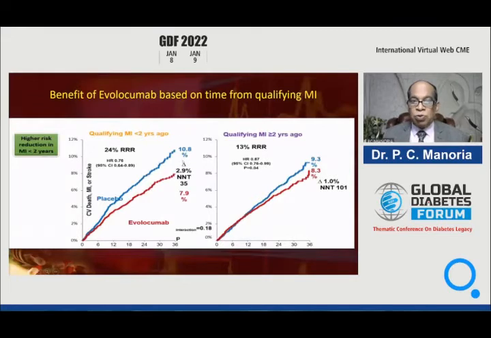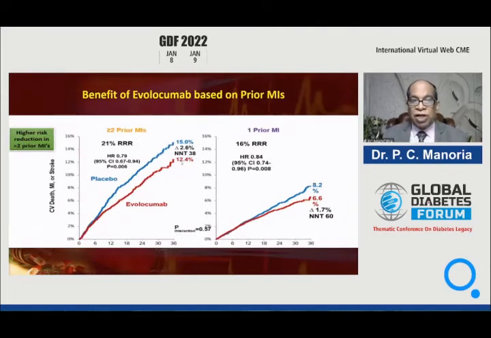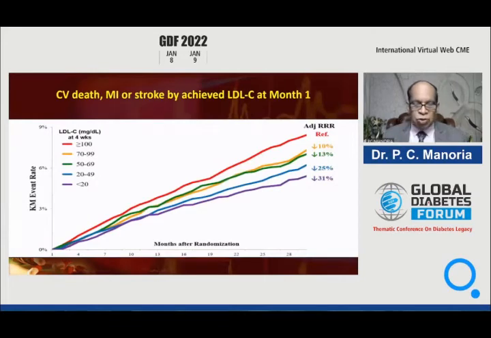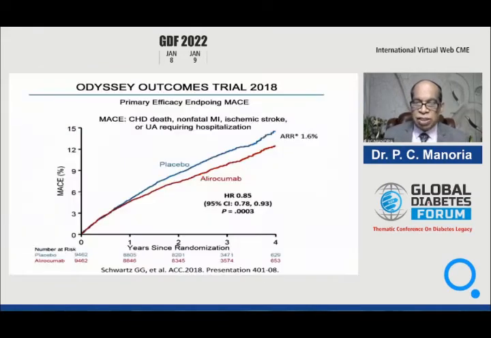If you have a qualifying MI less than 2 years ago, the benefit is more compared to if the MI is more than 2 years old. If you have 2 prior MIs, the benefit is more compared to 1 prior MI. And as you go on lowering LDL, the benefit is always incremental.